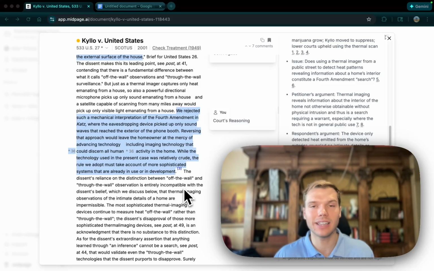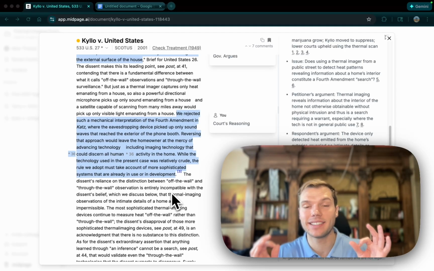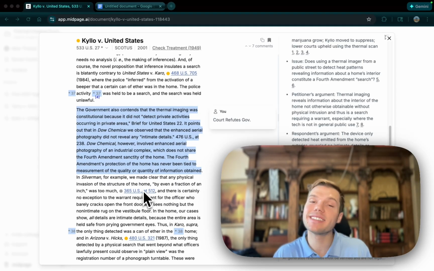What is coming down the line as technology gets more and more sophisticated? And that's what this case is really about. And here we can see another argument that the government raises, and we can also see how it is that the Supreme Court refutes it.